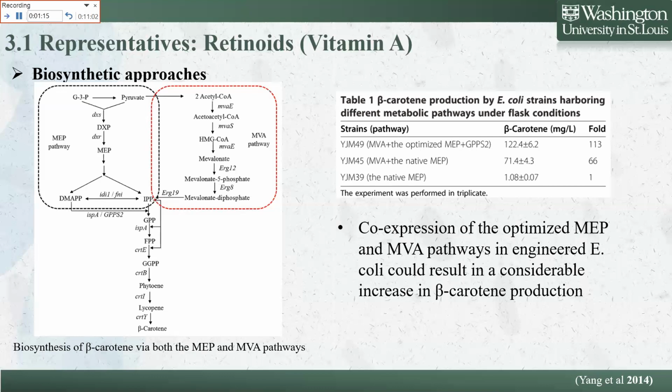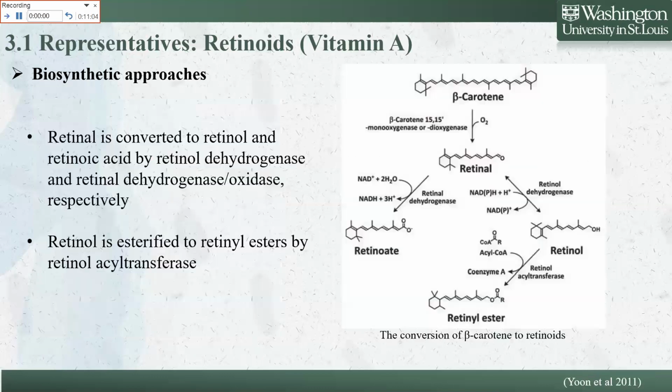And next, I'm going to introduce the conversion of beta-carotene to retinoids. Retinol is converted to retinal and then retinoic acid by retinol dehydrogenase and retinal dehydrogenase, respectively. And the retinol is esterified to retinyl esters by retinol acyltransferase. And then my group member will introduce another representative.